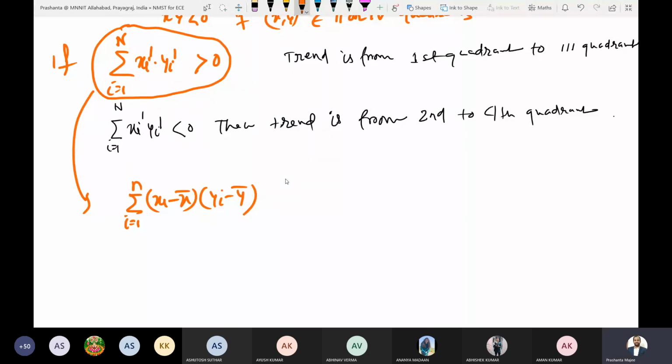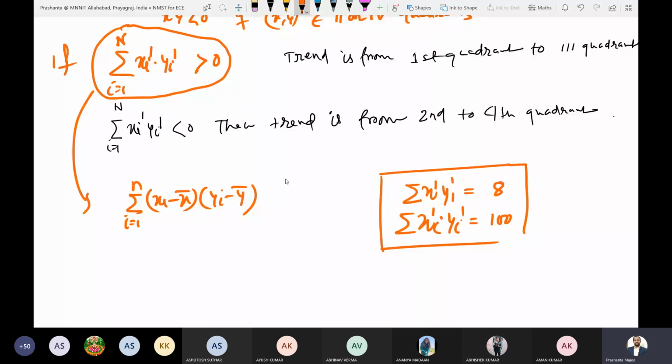This measurement should not depend on the number of data points. How many data points there are should not matter. For example, if summation xi dash yi dash for some set of data points comes to 8, and for another set of data points it comes to, let's say, 100, does that mean the relationship in the second set is more intense compared to the first set? It is not like that. So it should not depend on the number of data points, and that is why we divide it by n.